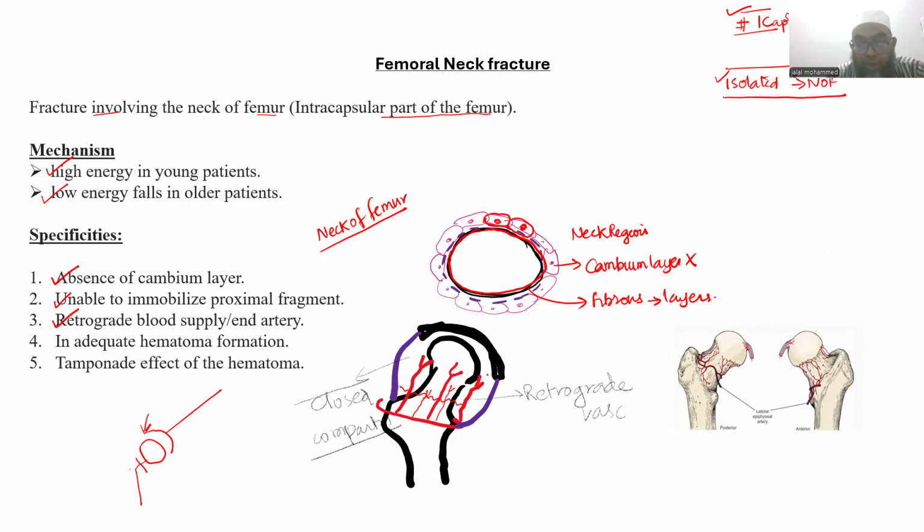And in the joint, we have synovial fluid. This synovial fluid won't allow hematoma to form. When there is no hematoma formation, there is no callus formation. So inadequate hematoma. And lastly, whenever there is bleeding inside, it increases the intracapsular pressure, which compresses the remnant vessels. So these are the few risk factors which risk the neck of femur going into compromised vascularity and increase the risk of developing avascular necrosis and non-union.